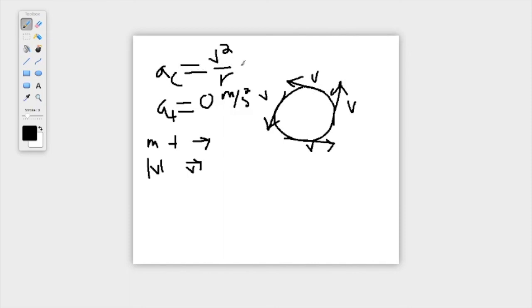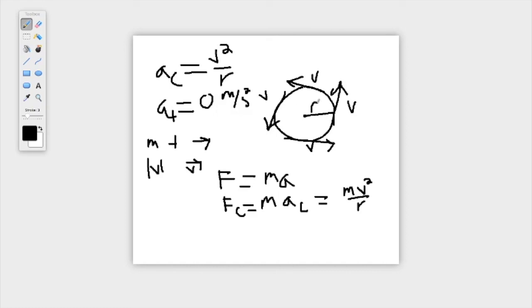And because this object has acceleration, that means there must be a certain force acting upon it. And then we can recall from Newton's second law, force equals mass times acceleration. So we could say centripetal force equals mass times centripetal acceleration, or mass times velocity squared over r, which is right here. And this is how much force you need to maintain that circular motion.